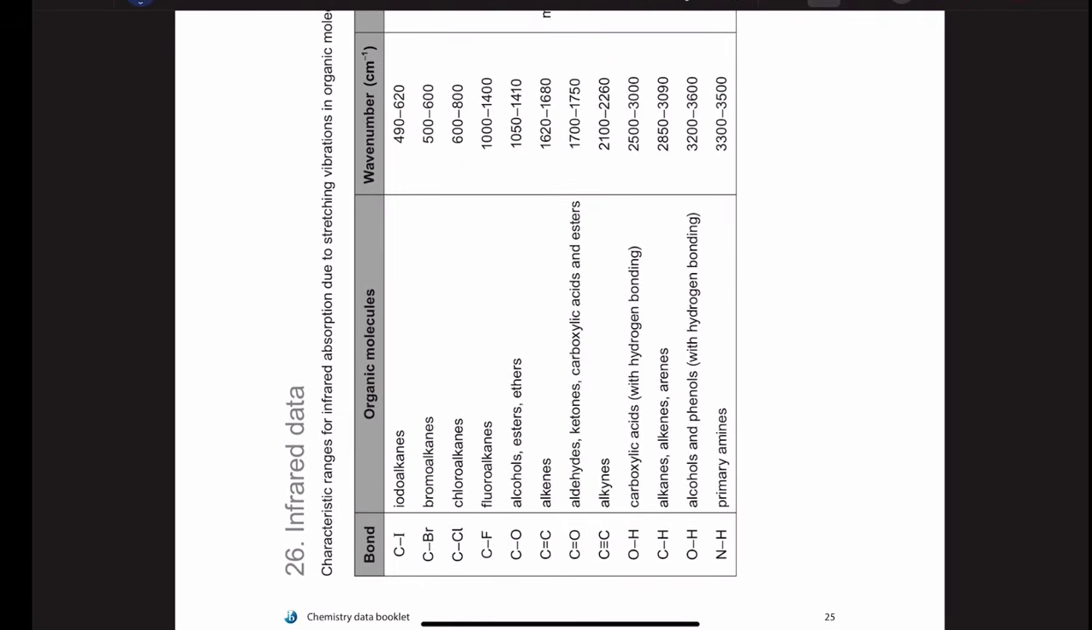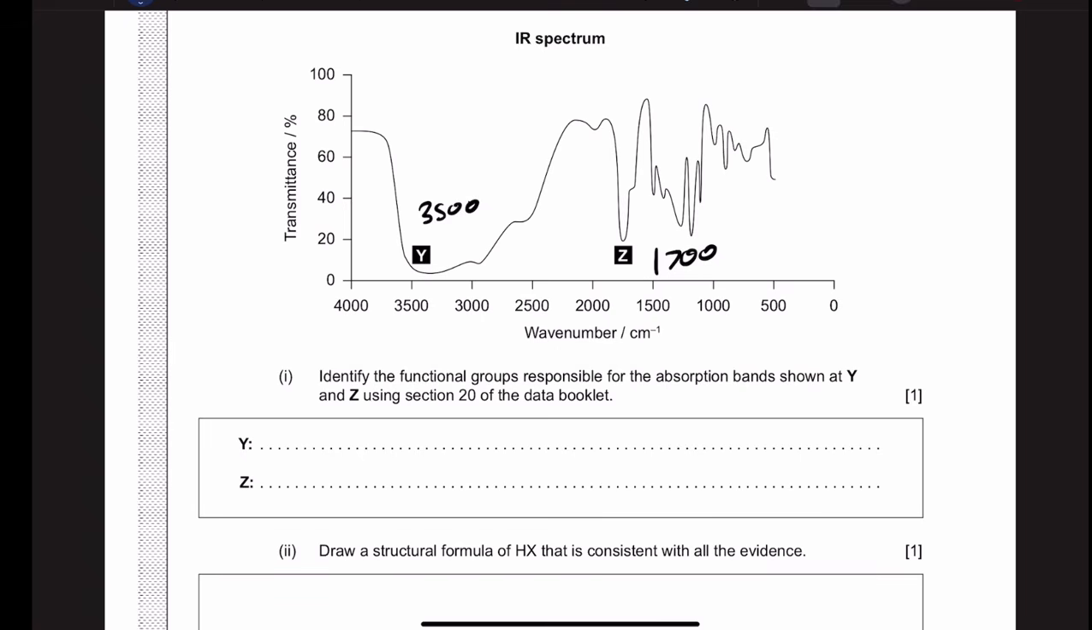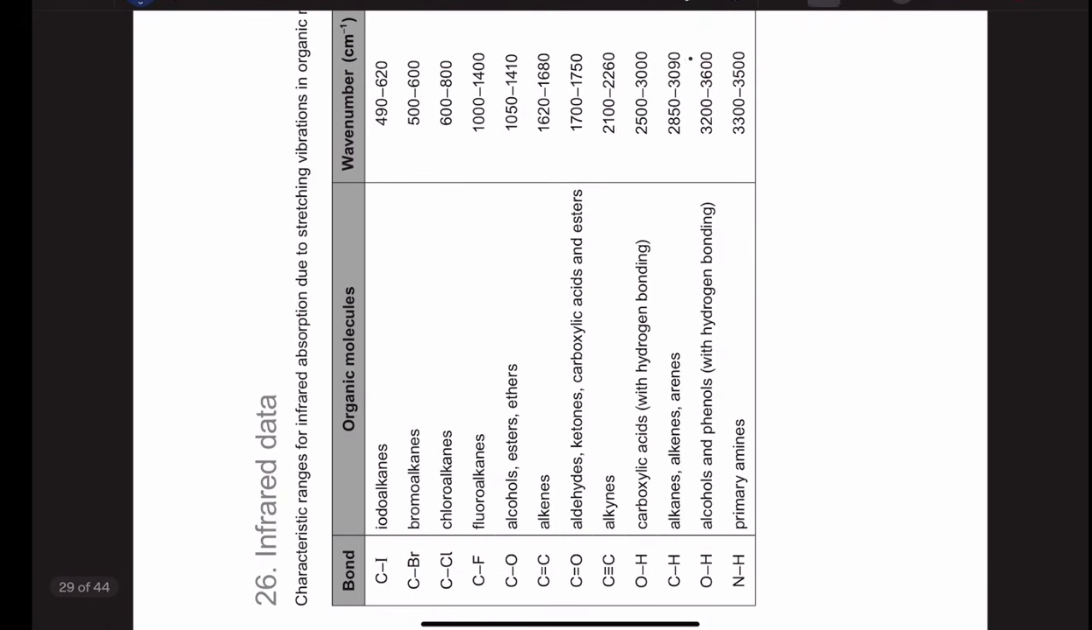Okay, so we saw it was like 2,500 and 3,500 and 1,700. So 3,500 kind of corresponds to this. 1,700 corresponds to this one. Okay, so we found them. So the 3,500 one is OH in alcohols.